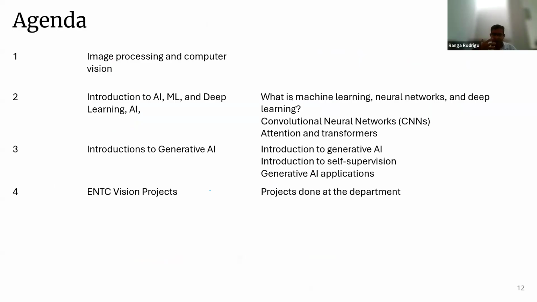Now from this part, I want to briefly talk about image processing and computer vision that I've done, and then I will introduce AI, ML, and deep learning, and where all these things fit. What is machine learning, neural networks, and deep learning, and convolutional neural networks, where they fit in the large picture, and attention and transformers, where they fit. I will briefly talk about these, and then we will introduce a little bit of generative AI, how images are generated, how text is generated. I think I'll answer Sanat Tilakaratna's question in that part.